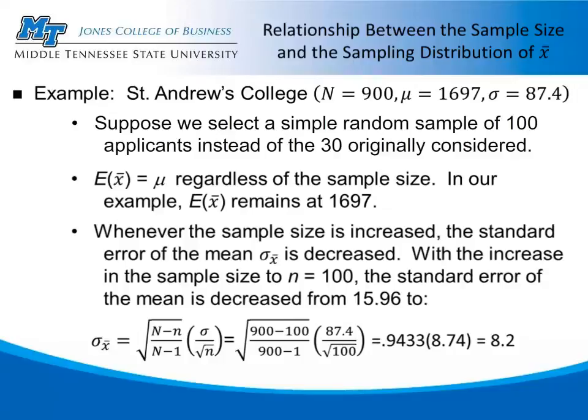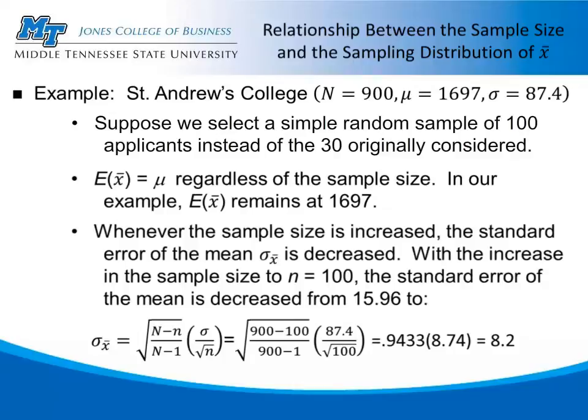But people ordinarily ignore the correction factor if they meet the 5% rule. They just don't bother with it. The number's so close to 1 that it just doesn't change the value that much. But here it's a little bit more than 94%, so it's bringing it down a little bit. You're dropping down from 8.74 down to 8.2. But we're going to use the standard deviation of the sample mean as being 8.2.